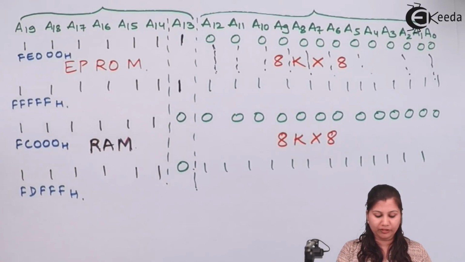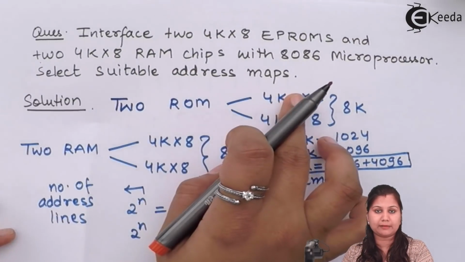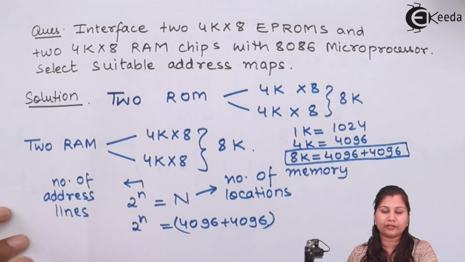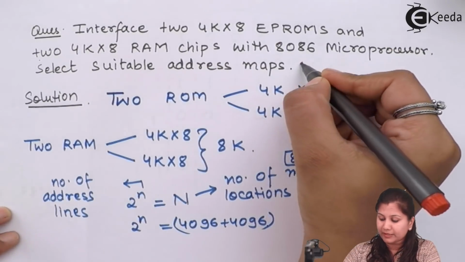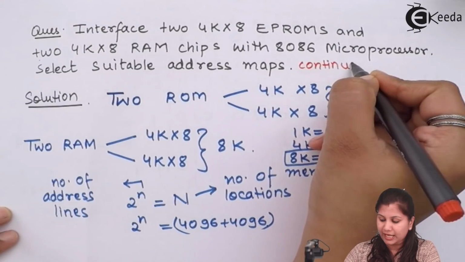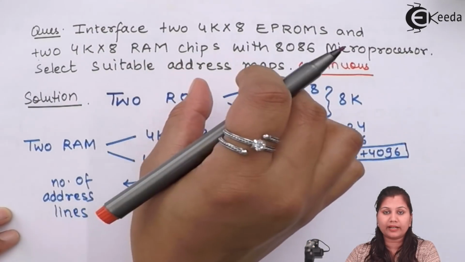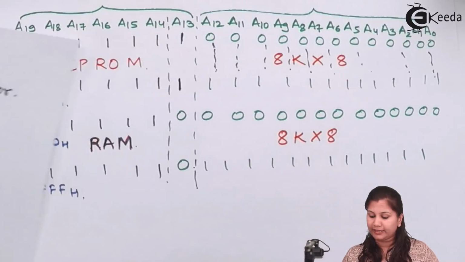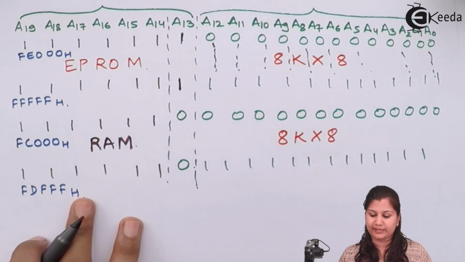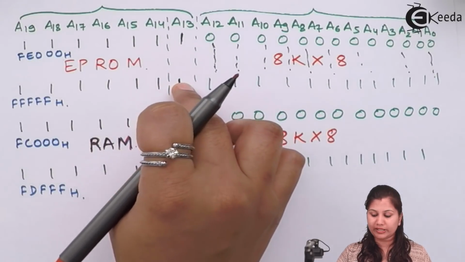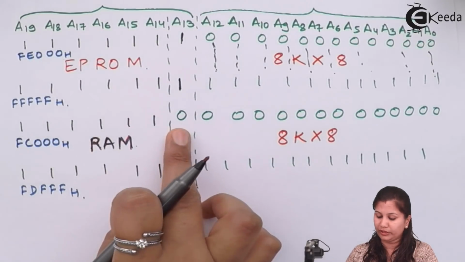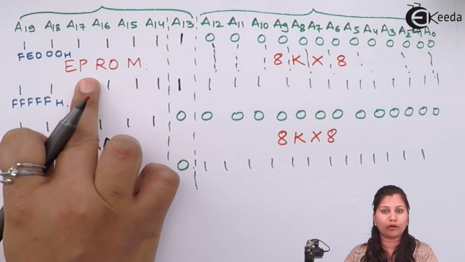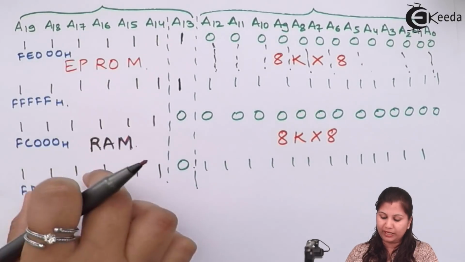In the question we were asked to select a suitable address map. If it is asked in the question to choose the address map such that it is continuous, then you can use this type of addressing, where we use the A13 address line. It can take the value 1 also, and it can take 0 also. So 0 it will take for RAM, and 1 it will take for ROM. Okay, so the addresses we have got.